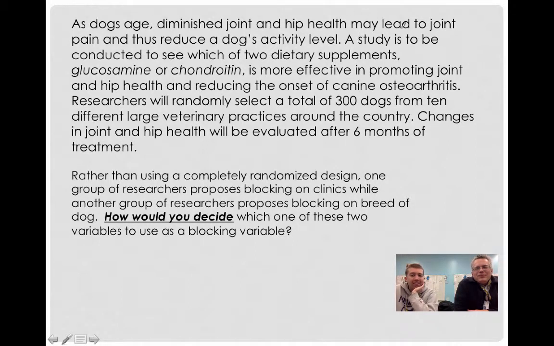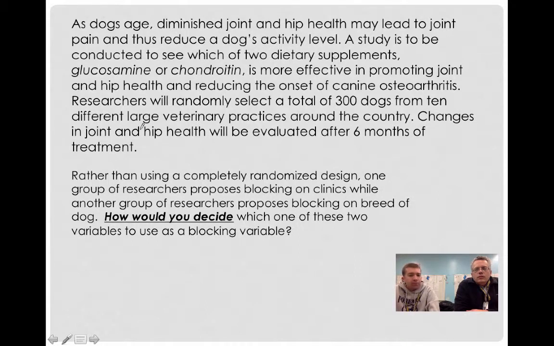As dogs age, diminished joint and hip health may lead to joint pain and thus reduce a dog's activity level. A study is to be conducted to see which of 2 dietary supplements, glucosamine or chondroitin, is more effective in promoting joint and hip health and reducing the onset of canine osteoarthritis. Researchers will randomly assign a total of 300 dogs from 10 different large vet practices around the country. Changes in hip joint and hip health will be evaluated after 6 months of treatment.